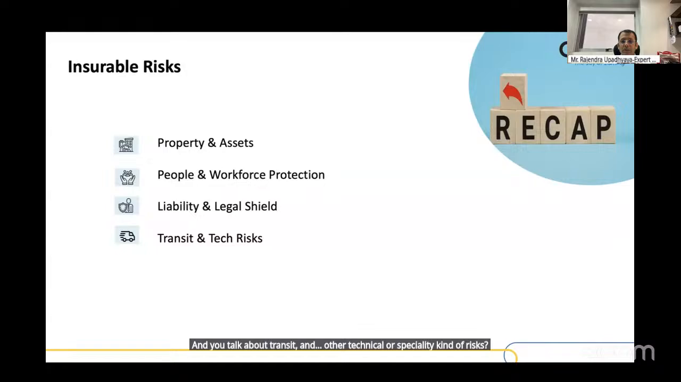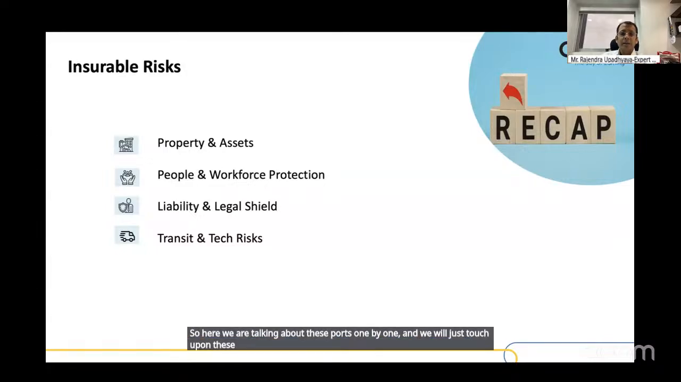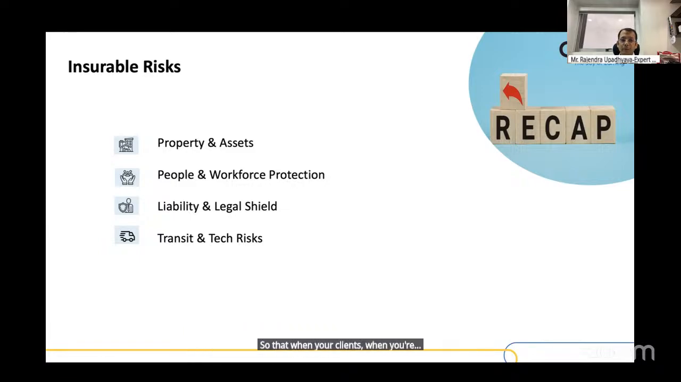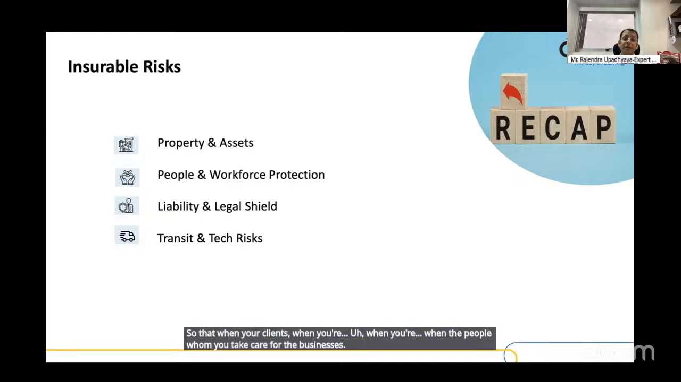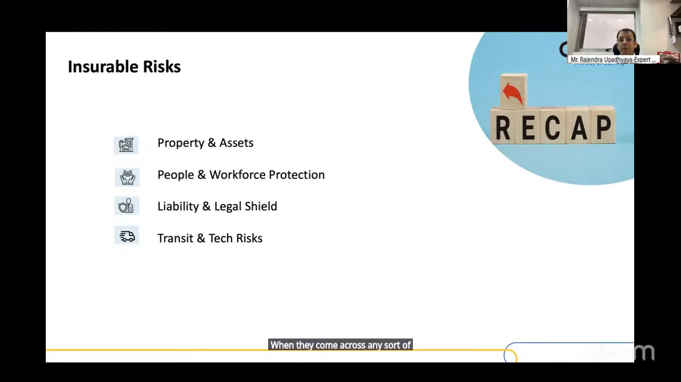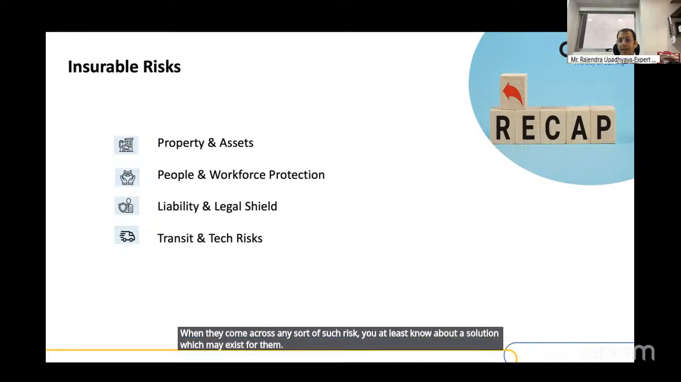So here we are talking about these 4 one by one, and we will just touch upon these covers. In this session, the idea is that this group is just made aware, so that when your clients, the people whom you take care of for their businesses, come across any sort of such risk, you at least know about a solution which may exist for them. That itself is enough.